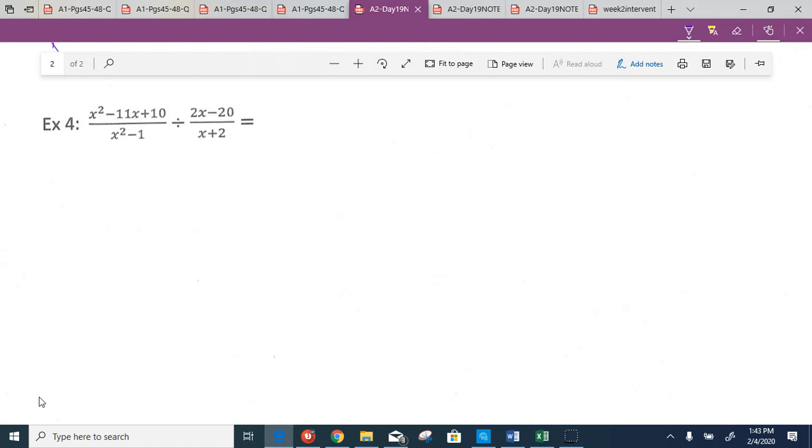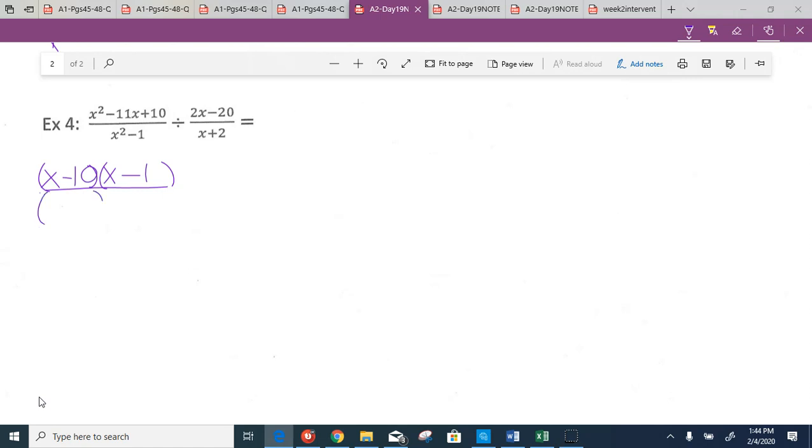I'm going to start off with my first fraction. I'm going to begin with the factoring. The first fraction does not get changed. I can't divide by anything, so I just have to factor it. x times x is x squared. I need two numbers that multiply to a positive 10, but add to a negative 11. And that would be negative 10 times negative 1.